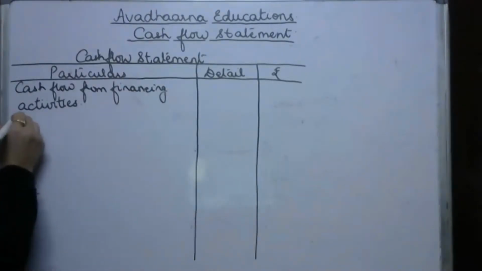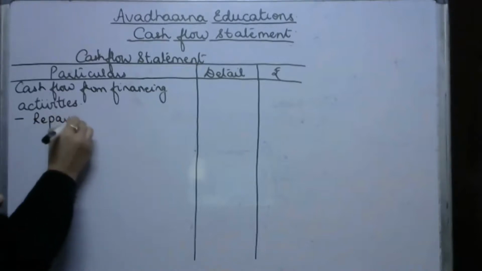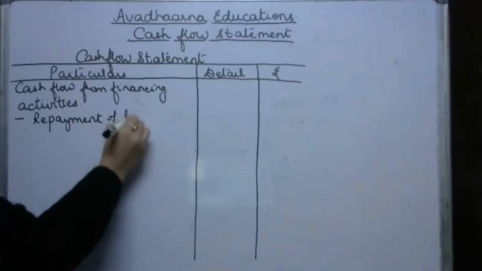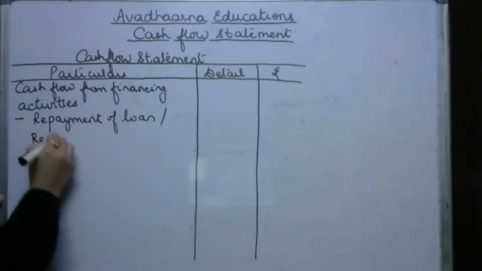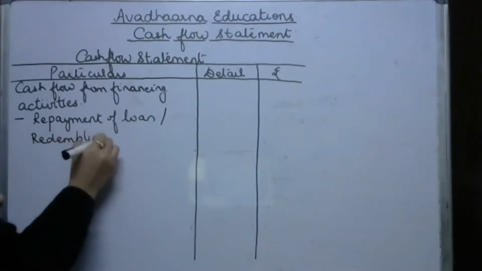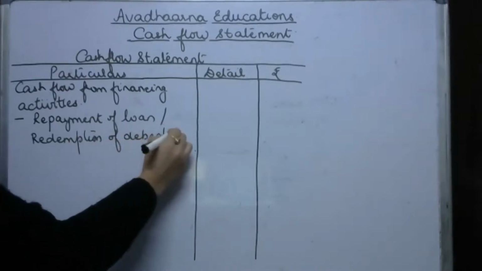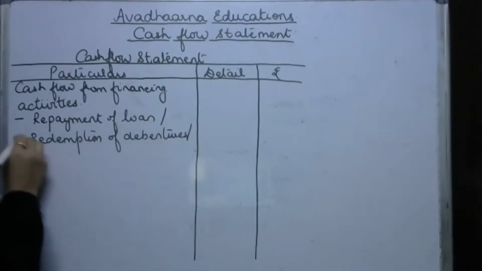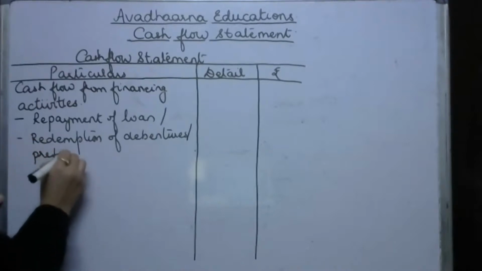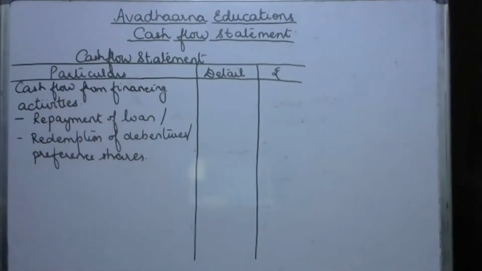So the next item is repayment of loan, repayment of loan or your redemption of debentures. Fine. Redemption of debentures. And in case you have issued redeemable preference shares. Fine. So redemption of debentures or your preference shares is also going to result into cash outflow from financing activity.